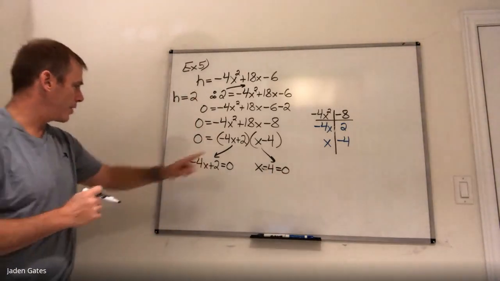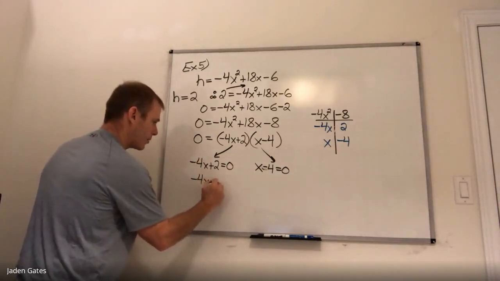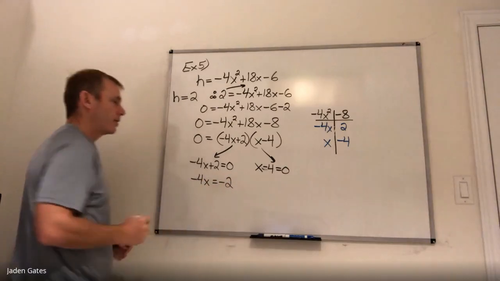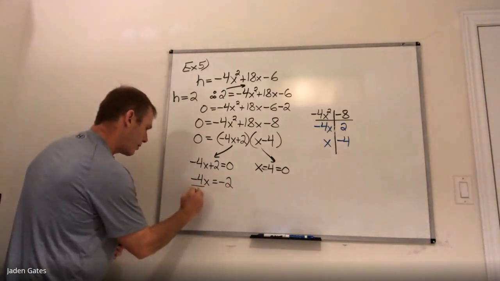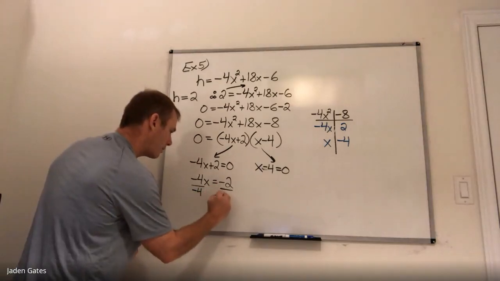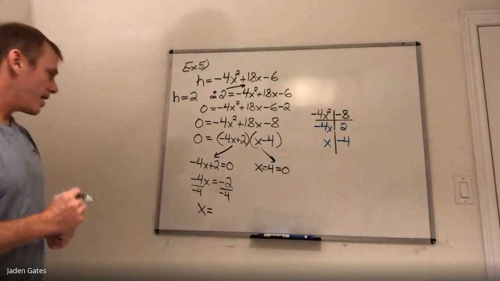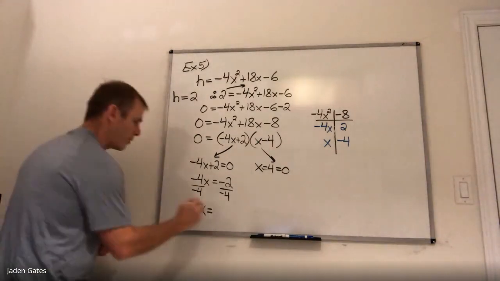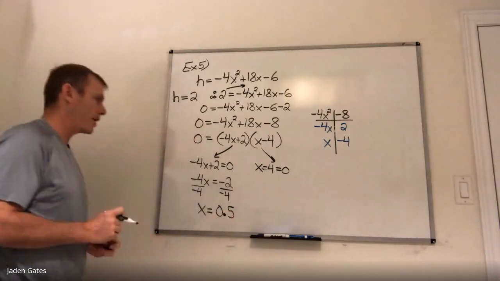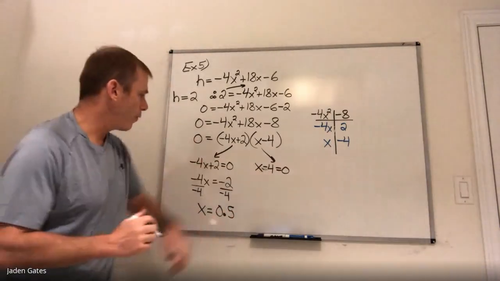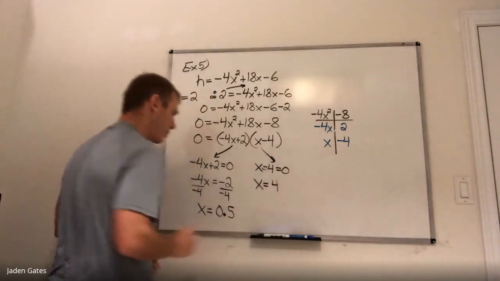For the first one, I'm going to move the 2 over to the other side, so it's a minus 2. Again, divide by my numerical coefficient. A negative divided by negative gives a positive, and 2 divided by 4 is 0.5. There's one answer. I move the negative 4 over to the other side, and I get a positive 4.